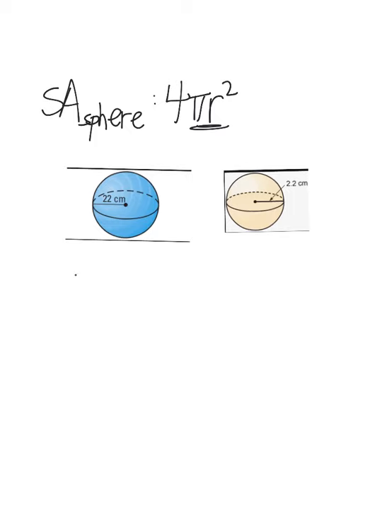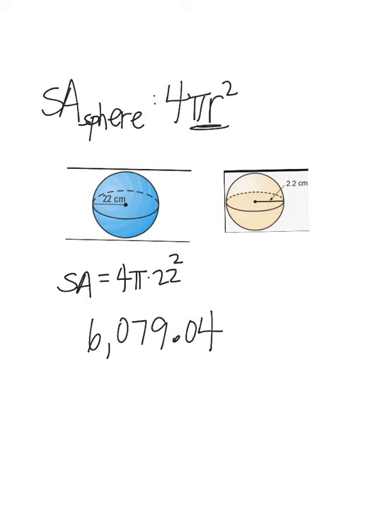So if we were finding the surface area of this blue sphere down here, we would take 4 times pi times 22 squared. Grabbing a calculator, 4 times 3.14 times 22 squared, you would get 6,079.04, rounded to the nearest hundredth. And because it's surface area, it would be centimeters squared.